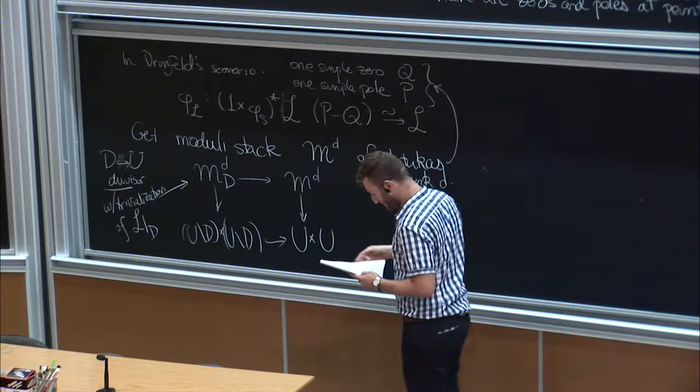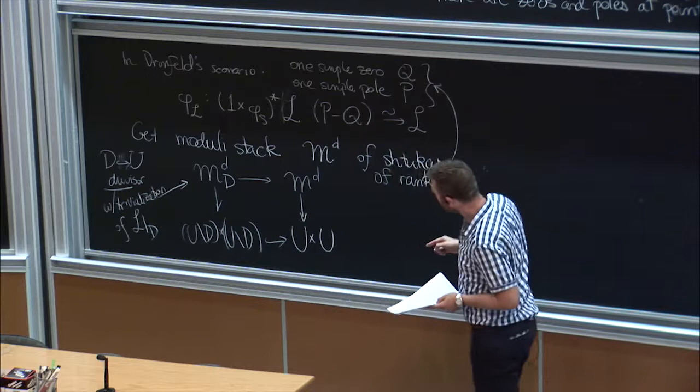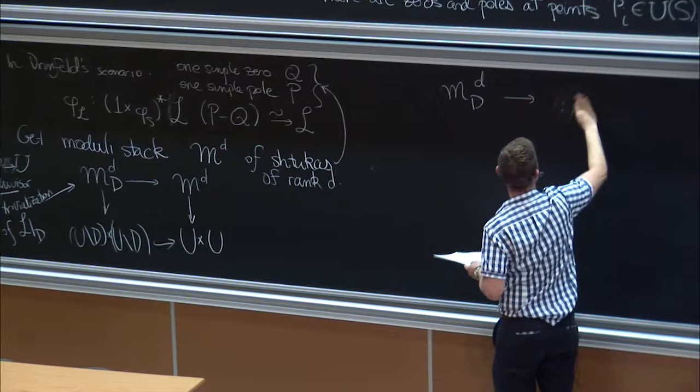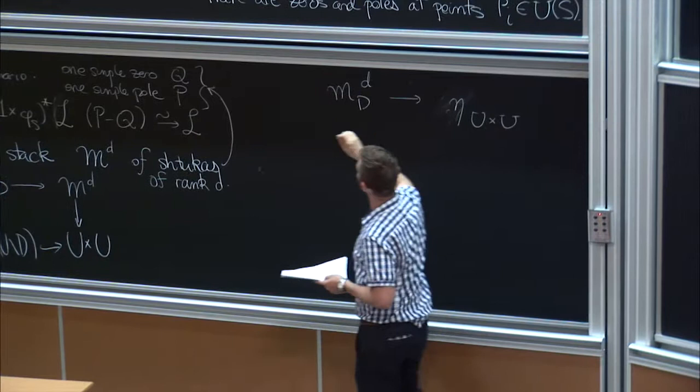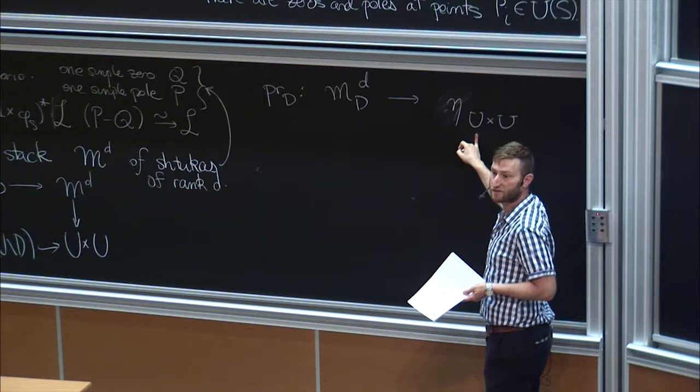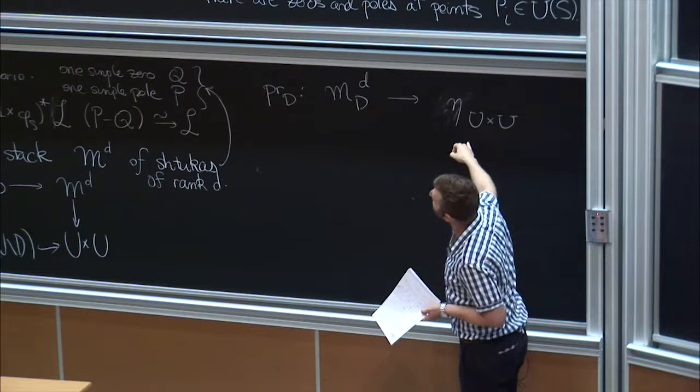Actually, I really only need the generic points of everything. So what I'll do is rename M^D as the generic fiber of this thing over the point which is the generic fiber of U cross U. I'll call this thing projection. U cross U is an integral scheme, so it has a generic point, and I'm going to call that eta_{U cross U}. It's just the spectrum of a field, which is the fraction field of K cross K over F_q, or K tensor K over F_q.